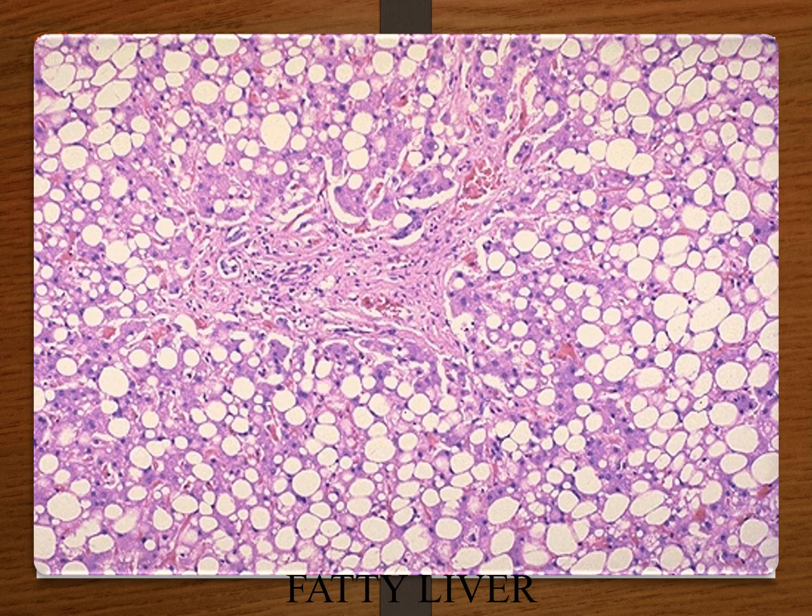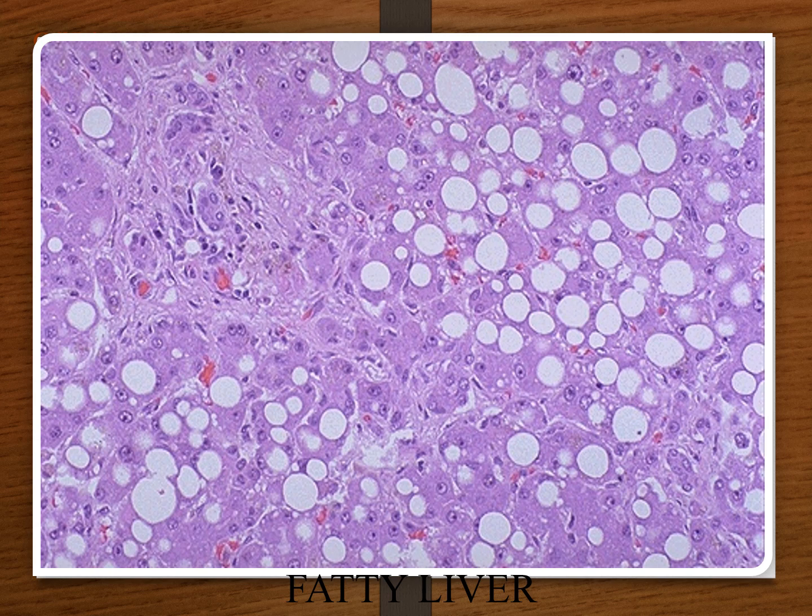So this is a microscopic picture. By seeing under the 10x also, you can say all the cells are looking clear, with vacuolated cytoplasm and the nucleus pushed to the periphery. So it is a fatty change. This is one more picture showing fatty liver.